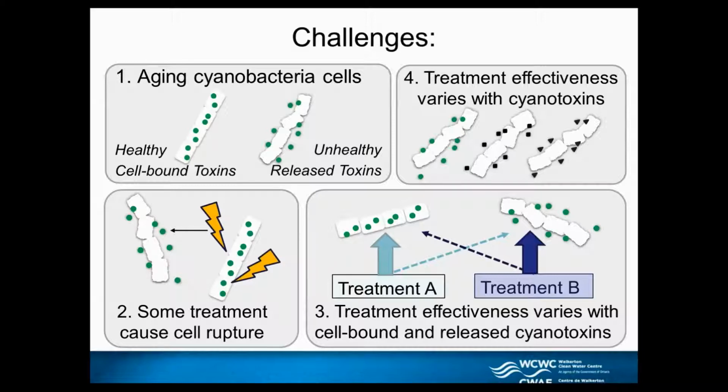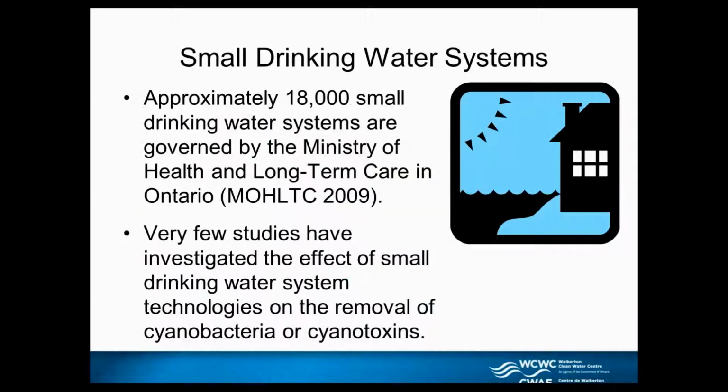So with a larger water treatment plant, usually the multiple treatment processes allow you to deal with these challenges. However, smaller drinking water systems may not have that same level of multiple treatment processes or stages. In Ontario specifically, there's approximately 18,000 small drinking water systems that are governed by the Ministry of Health and Long-Term Care in Ontario. So these are our small drinking water systems. And actually, a more recent number I just received has declined to 10,000 small systems.